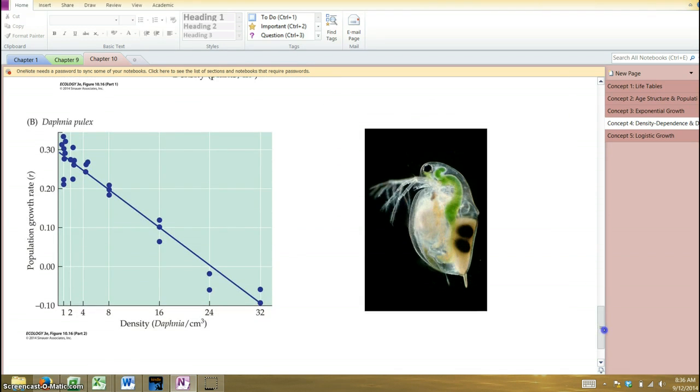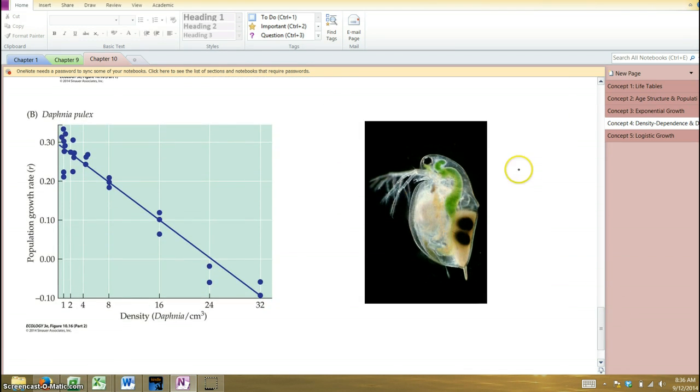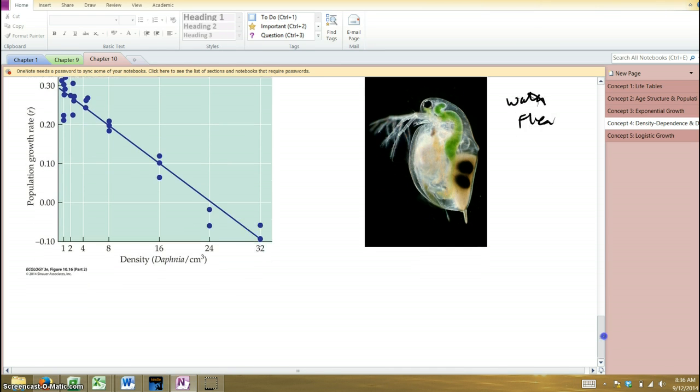Another example, lots of examples here, Daphnia pulex. This is an aquatic organism known as the water flea. It's essentially related to crustaceans. And they're not quite microscopic. You can see them, but they're very small. And so you can see when you have an aquatic system density increasing, the growth rate slows down. So some good examples there.